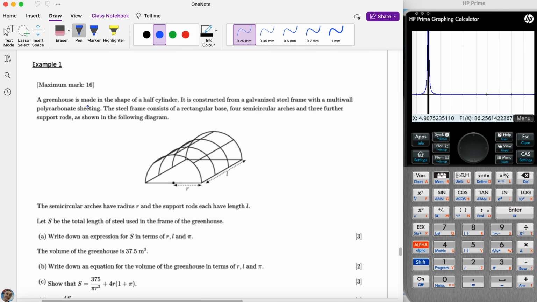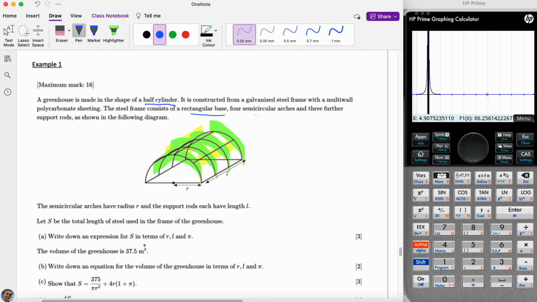Okay, so we've got a greenhouse made in the shape of half a cylinder. It is constructed from a galvanized steel frame with multi-wall polycarbonate sheeting. The steel frame consists of a rectangular base and 4 semicircular arches, and then 3 further support rods. These are going to be our 3 support rods. Be careful, internalize all the information first, and here we have 4 support arches, so that'll be important soon. The semicircular arches have a radius of r and the supports have a length of L.